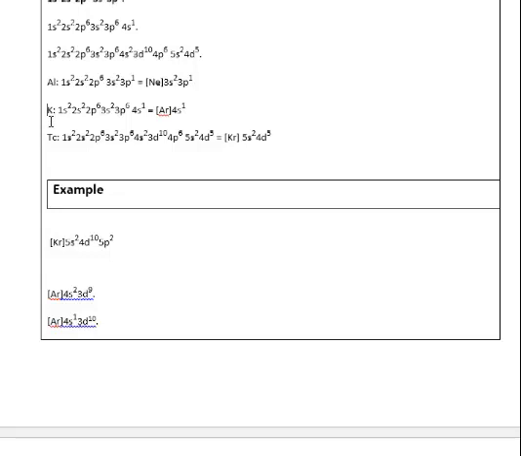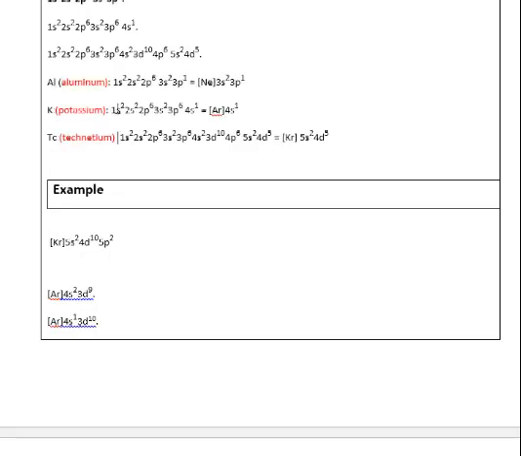Actually, I don't like that. I don't like that idea at all. Okay, so here just say aluminum and then 1s2, 2s2, 2p6, 3s2, 3p1, Ne in brackets 3s2, 3p1. Same thing here, say the symbol K or potassium 1s2 equals argon in brackets 4s1. Tc or technetium. And then just read from left to right and then just say Kr in brackets.